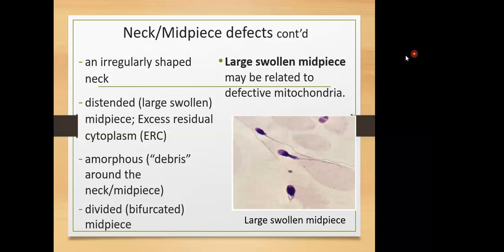So anything that will cause a defect in the mitochondria will also appear as a defect in the neck area, and automatically is going to affect the motility of the sperm. All right.